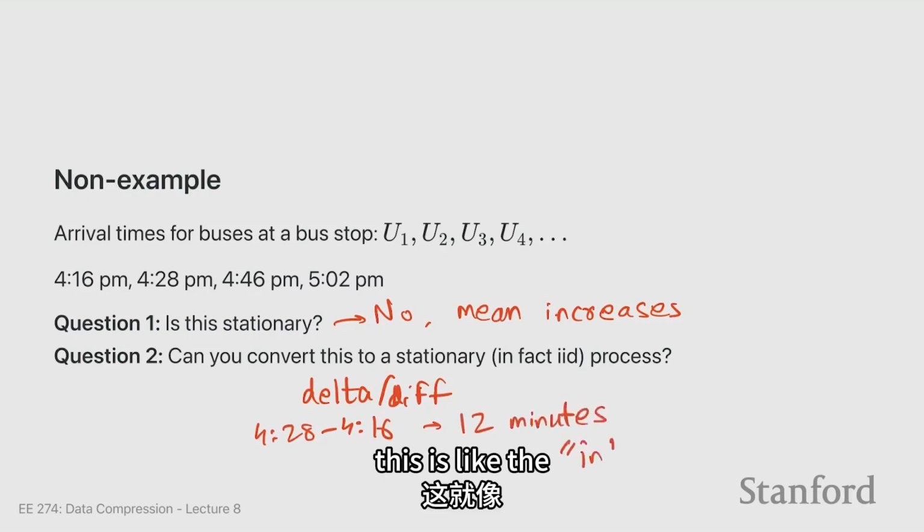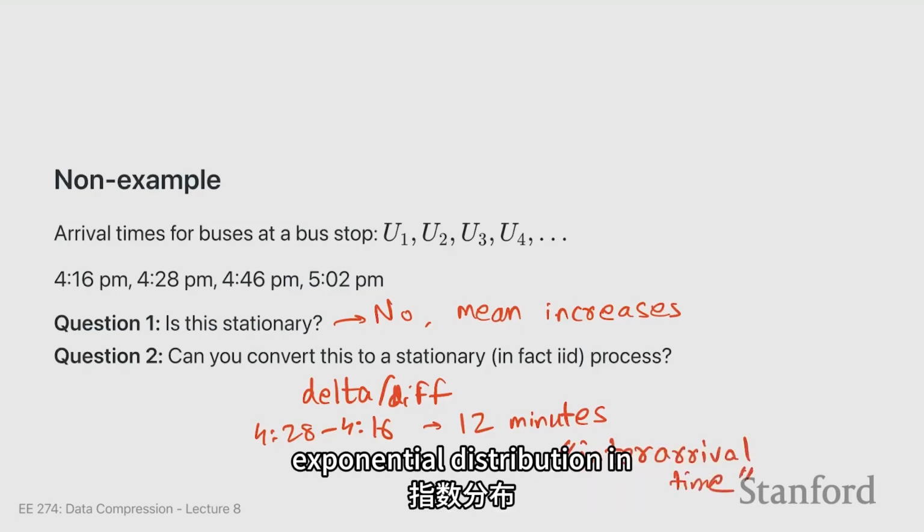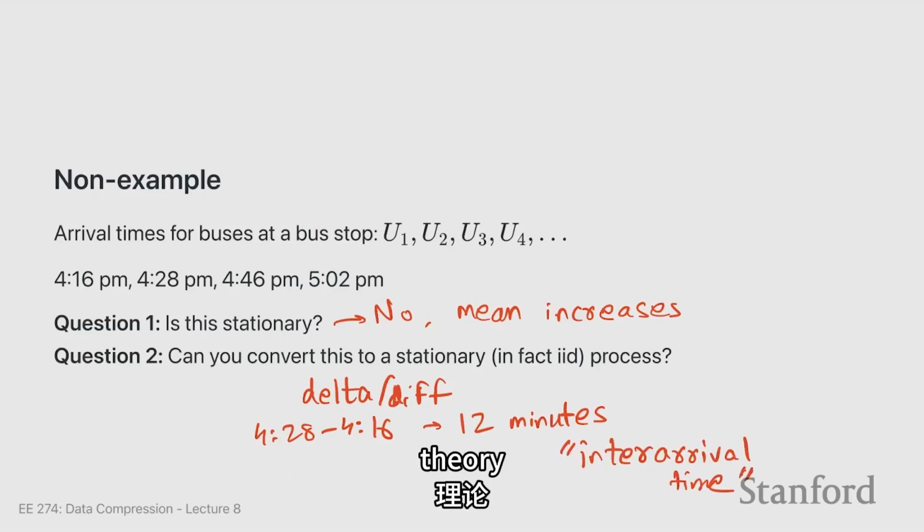This is like, if you have done a Poisson process, this is like an inter-arrival time, usually modeled as an exponential distribution in theory. Right.